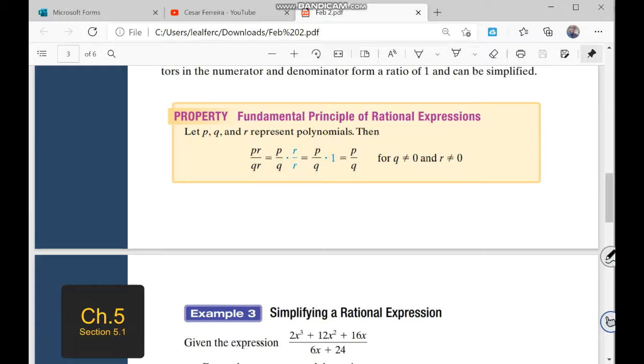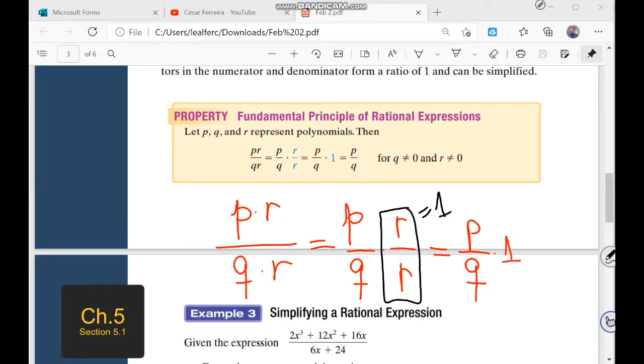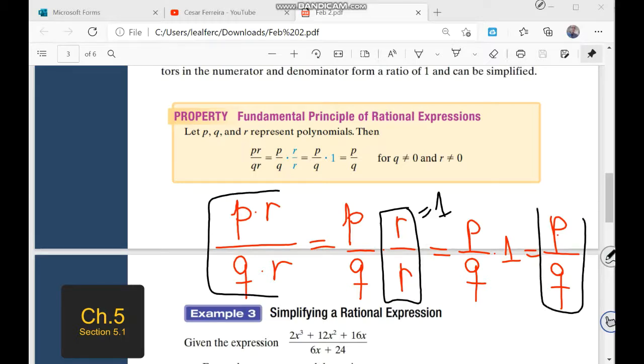Look at this. If you have P, Q, and R as polynomials, let's say we have this rational expression here, P times R over Q times R. You can rewrite this as P over Q times R over R, and this is how you simplify, because R over R is equal to 1. And then you can write it as P over Q times 1. This is P over Q. And this looks much simpler than that, right?